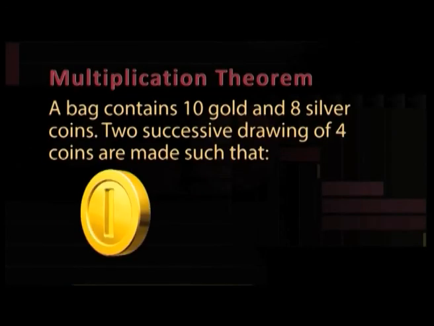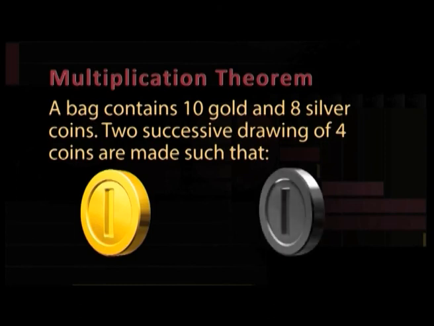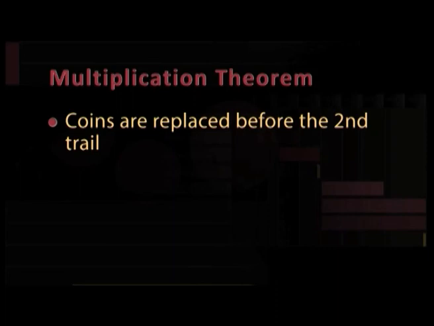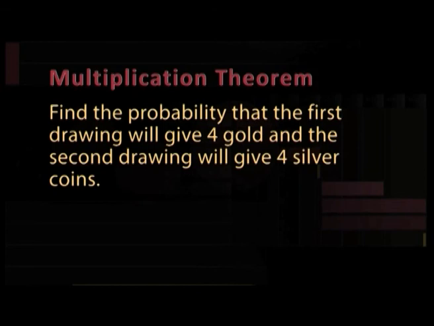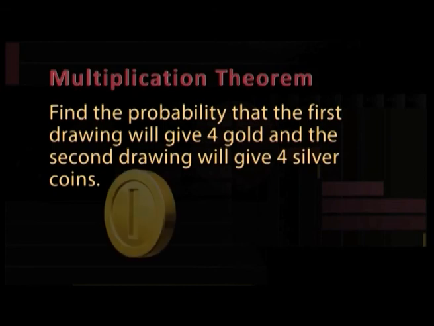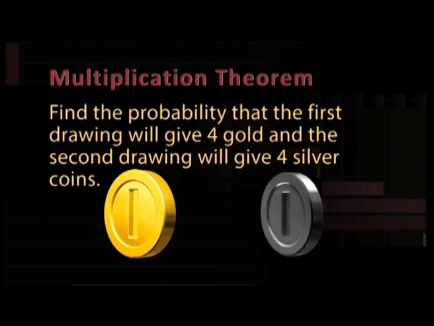Illustration 4. A bag contains 10 gold and 8 silver coins. Two successive drawings of 4 coins are made such that, first one, coins are replaced before the second trial. Second one, coins are not replaced before the second trial. Find the probability that the first drawing will give 4 gold and the second drawing will give 4 silver coins.